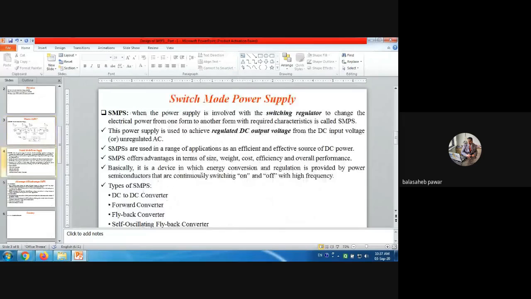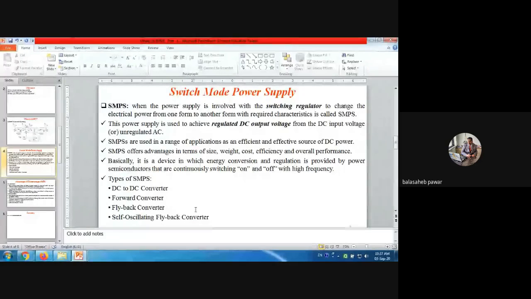Now there are a few types of SMPS. Mostly based on how we configure the switch and its output, SMPS is broadly classified as DC to DC converters, forward converter, flyback converter, self-oscillating flyback converter, etc. In detail, we will discuss these various types again. At this stage, only remember the various types of SMPS: DC to DC converter, forward converter, flyback converter, and self-oscillating flyback converter.